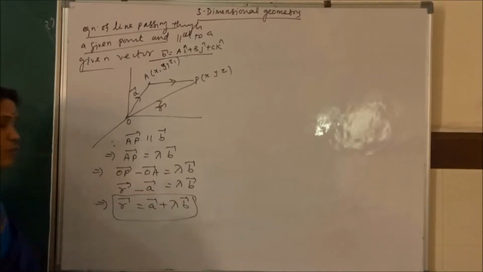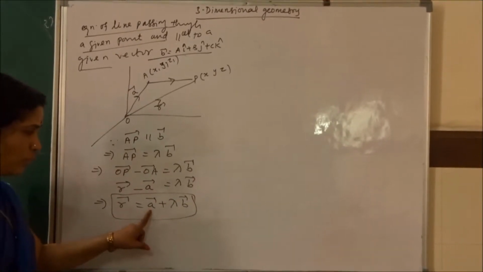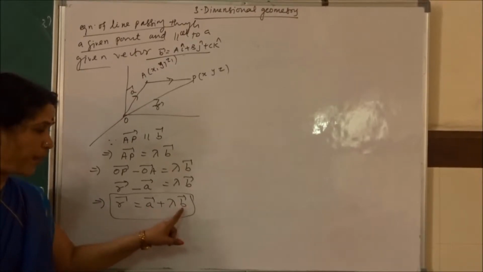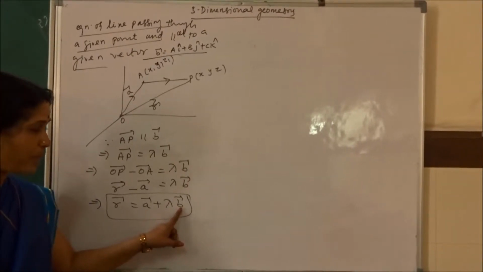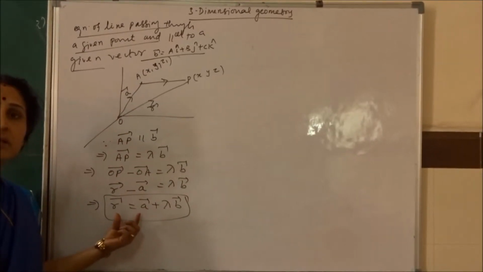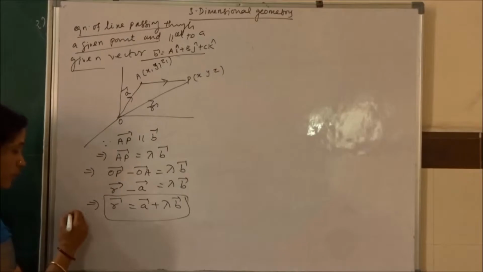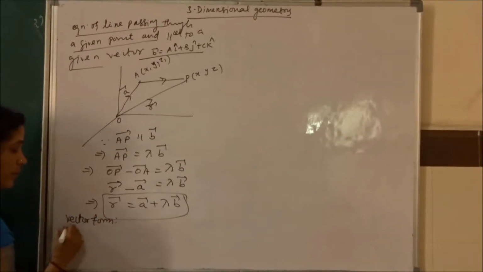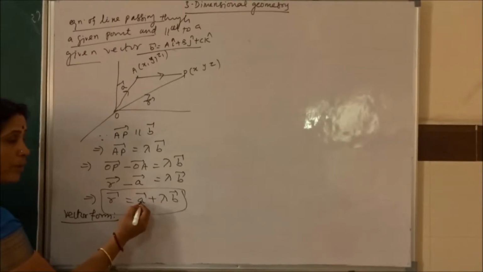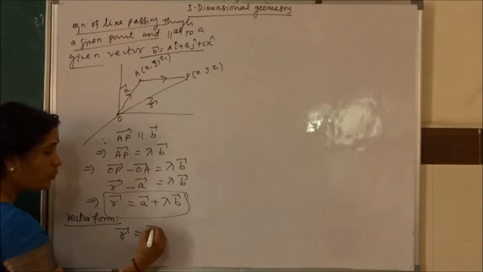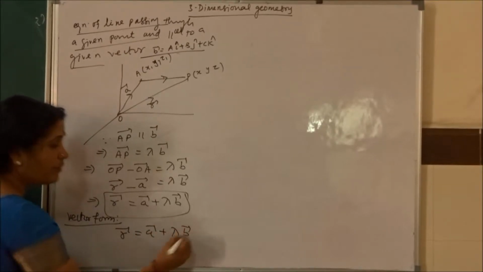So equation of line passing through a given point, A vector, and parallel to a given vector, parallel vector is which vector? B vector. The equation of line, what is this called? Vector form. So the vector form of the equation of line passing through a given point and parallel to a given vector is R vector equal to A vector plus lambda into B vector.